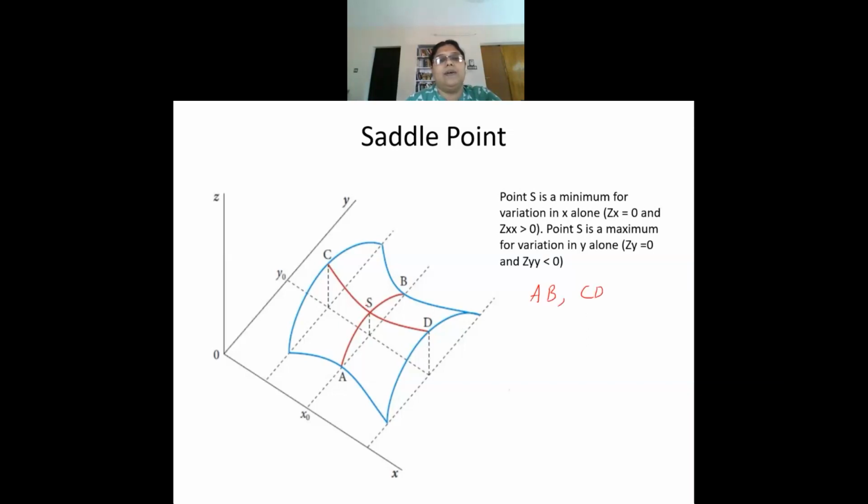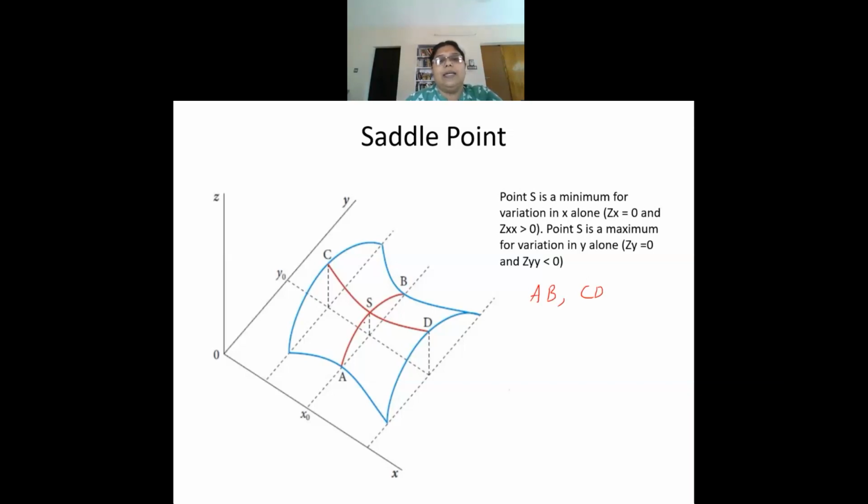And these two curves meet at point S. And at S, we know that the value of X is X0 and the value of Y is Y0. Now let us consider the movements from point S along these curves.